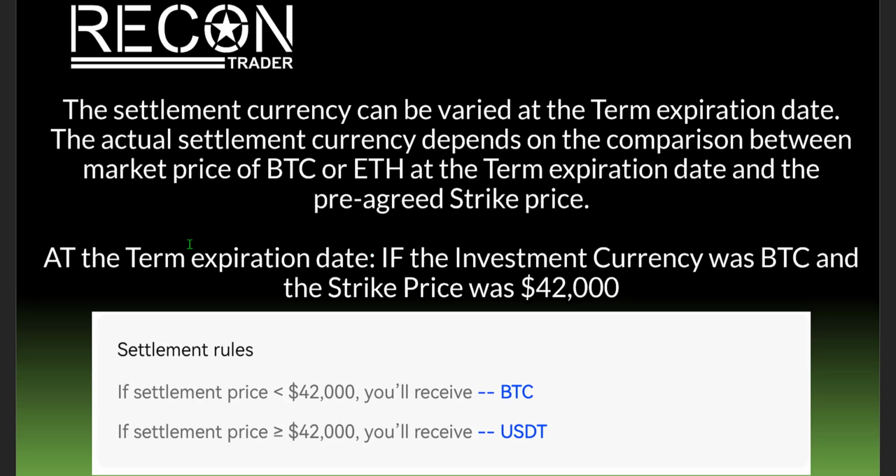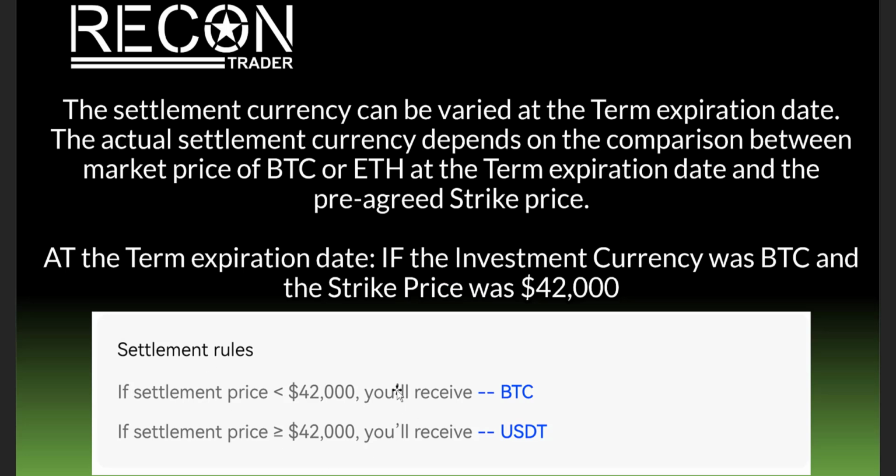So for instance, at the term expiration date, if the investment currency was BTC and the strike price was $42,000 and the settlement price was less than the strike price of $42,000, you would receive the BTC back that you actually had as your investment currency. However, if the settlement price is greater than or equal to $42,000, you would receive USDT back as the settlement currency. So you're not necessarily going to invest with BTC and get BTC back.